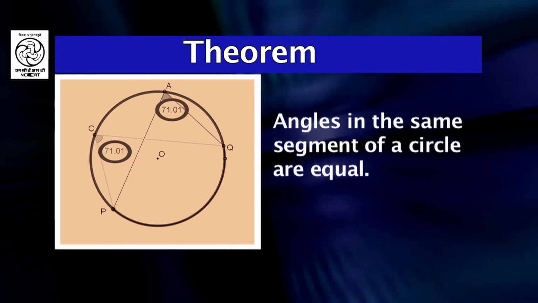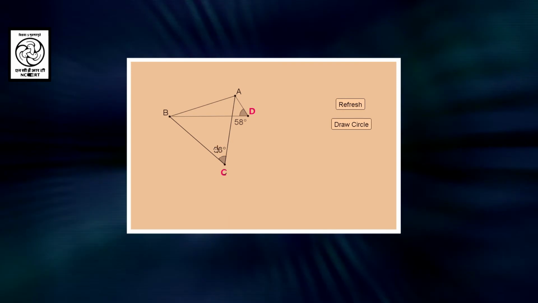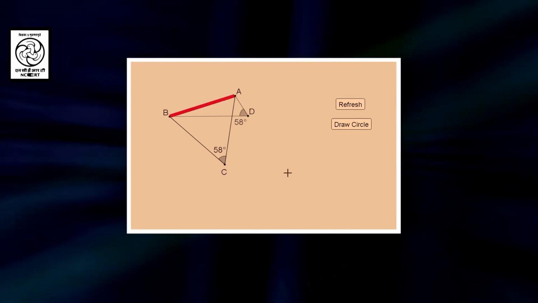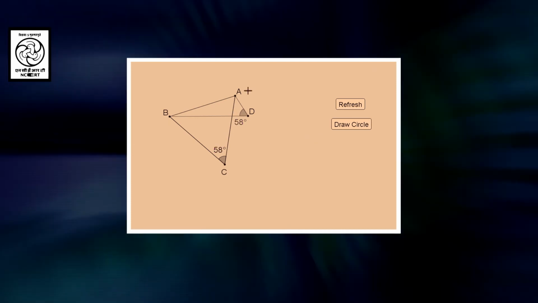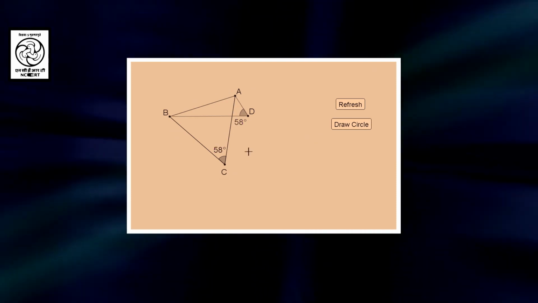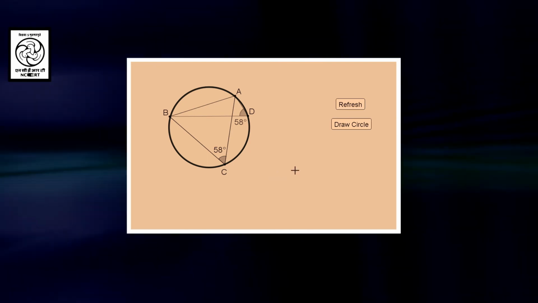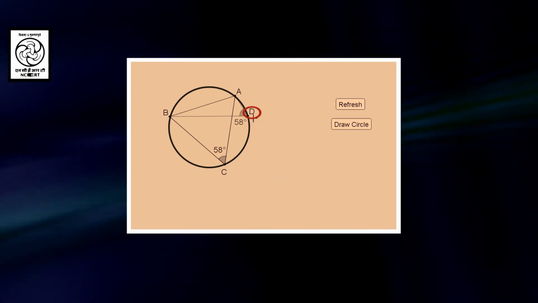Now, the question is, is the converse also true? That means, if the angles are equal, then will these 4 points lie on the same circle? Let us verify. So, here 2 points C and D on the same side of the line segment AB subtend the same angle. Let us draw a circle through A, B and C. So, you can see that the circle also passes through D.